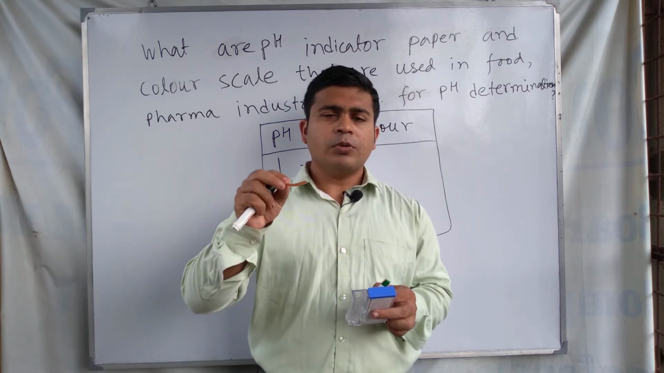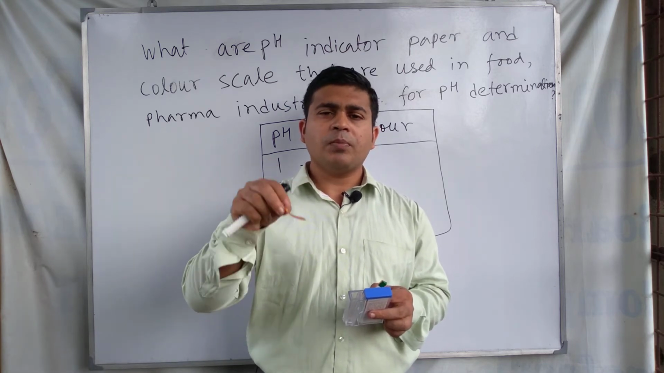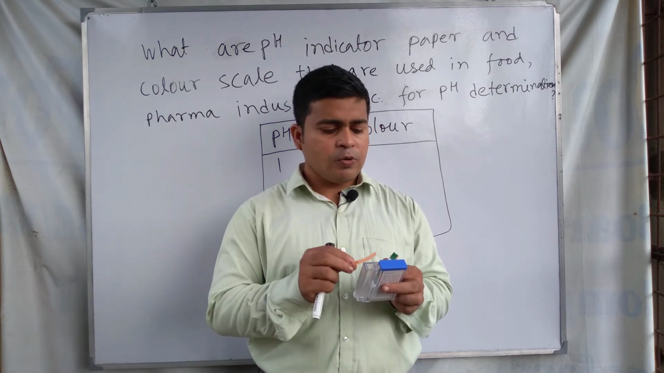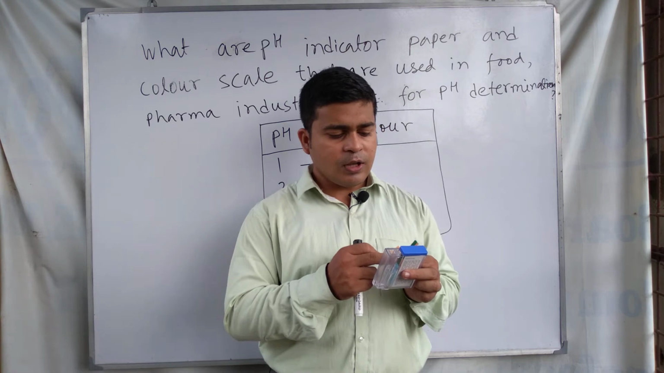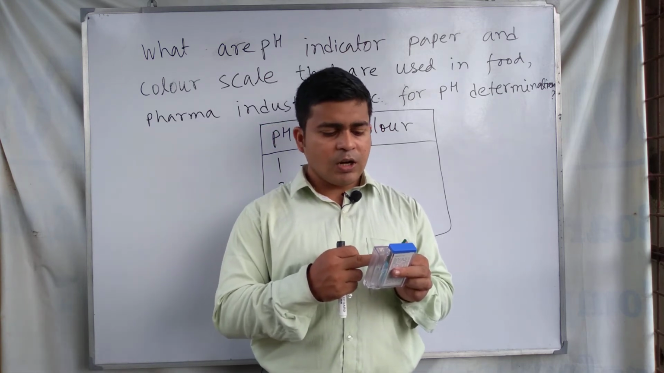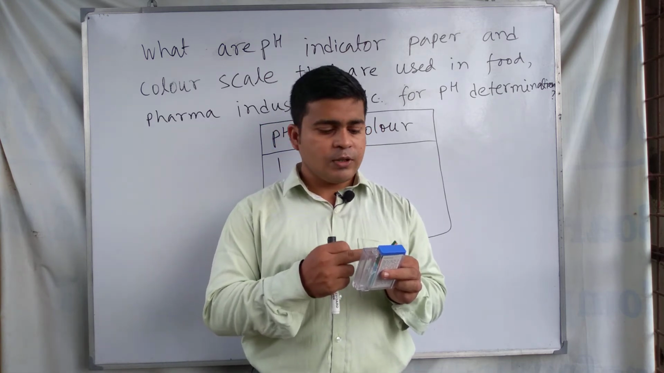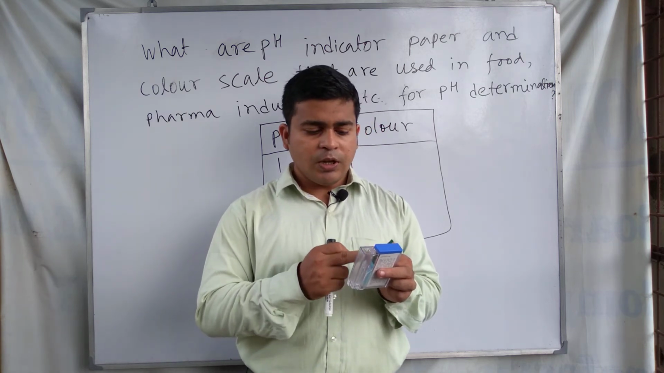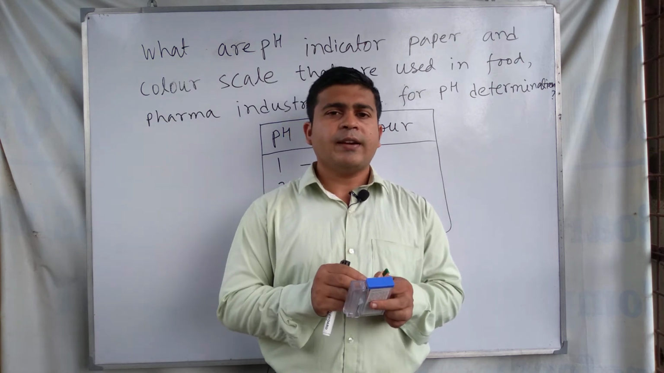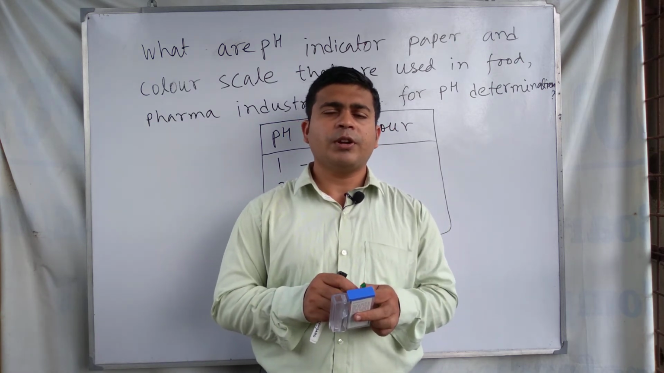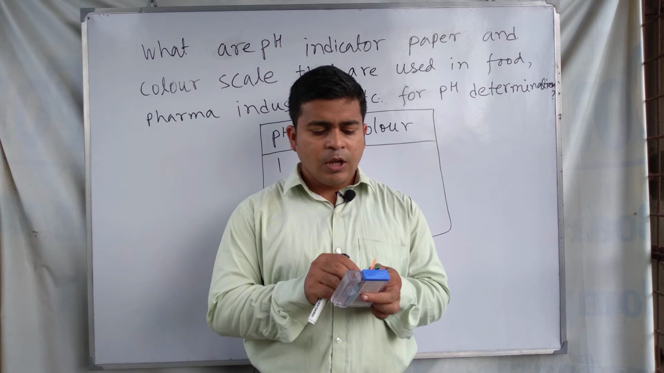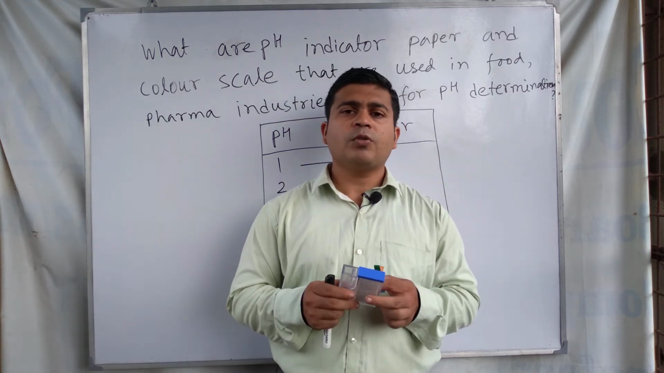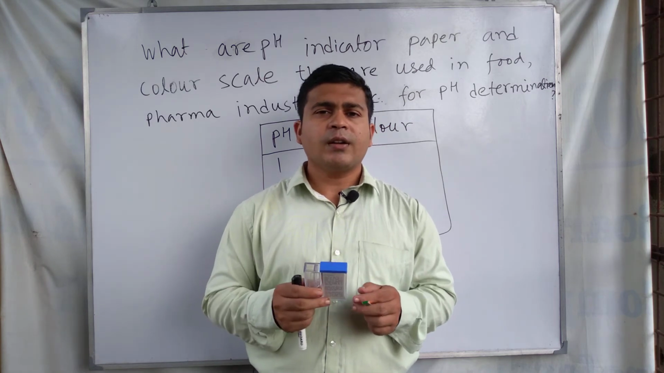At first we dip this pH indicator paper into the solution or the substance. After that a color change occurs and we compare the color with the pH scale, each color corresponding to a particular pH. When we compare this color with the pH color scale, we can determine the pH of the substance. Okay, so this is the pH indicator paper and its color scale.